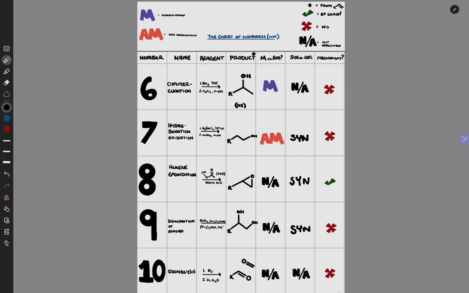Number 6, we have oxymercuration. Oxymercuration involves... not that. I was reading this and I'm like, that's not oxymercuration. One second. Let me edit this.